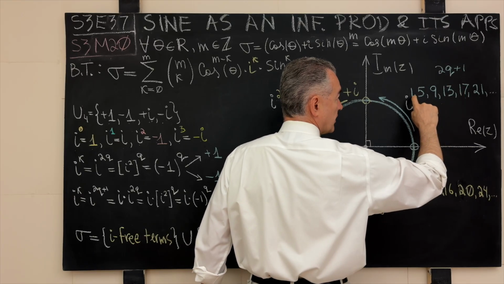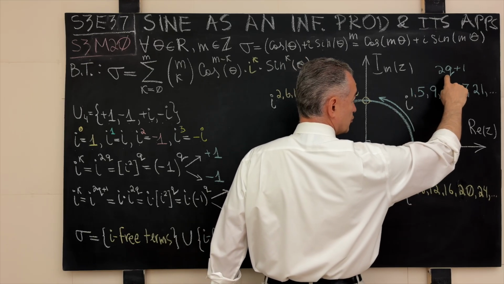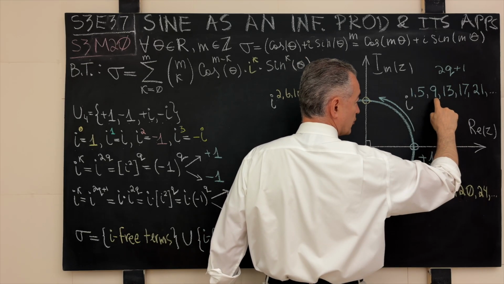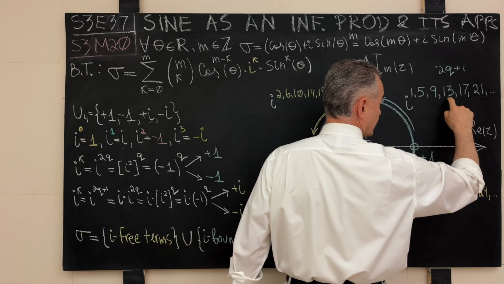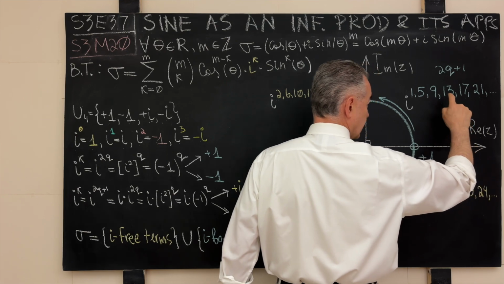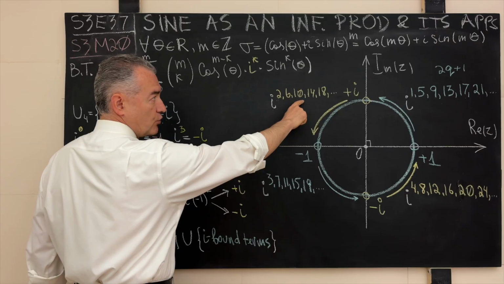For 1 it will be, let's say, -1. For 5 it will be 2: 2 times 2 is 4 plus 1, 5. For 9 it will be what? 4. 2 times 4 is 8 plus 1, 9. For 13 it will be what? It will be 6, and so on. And in this way you can analyze all the numbers over here.